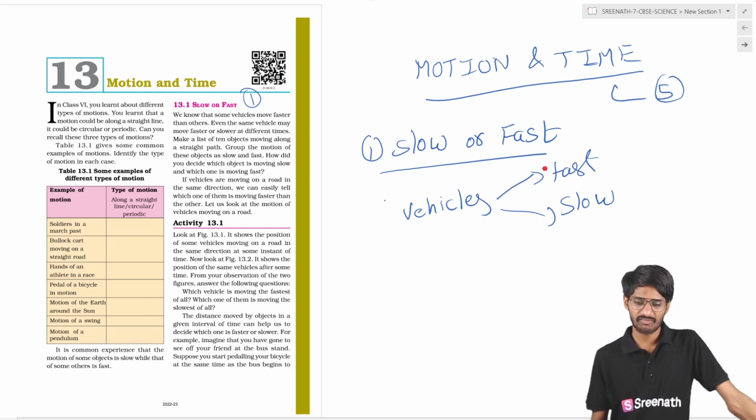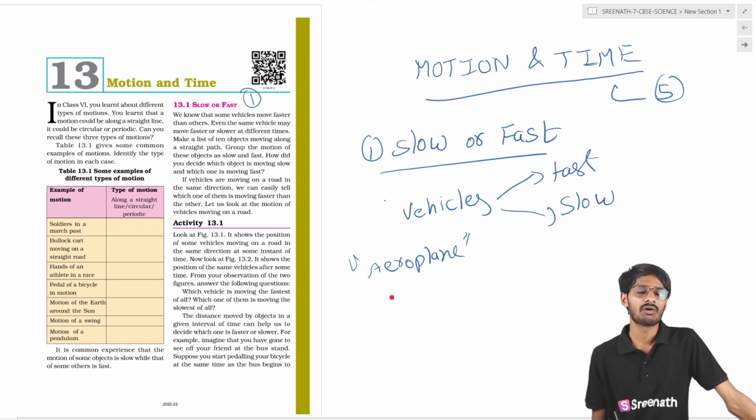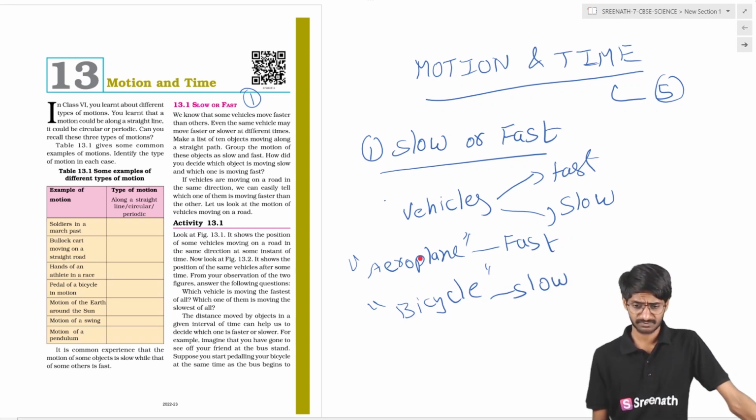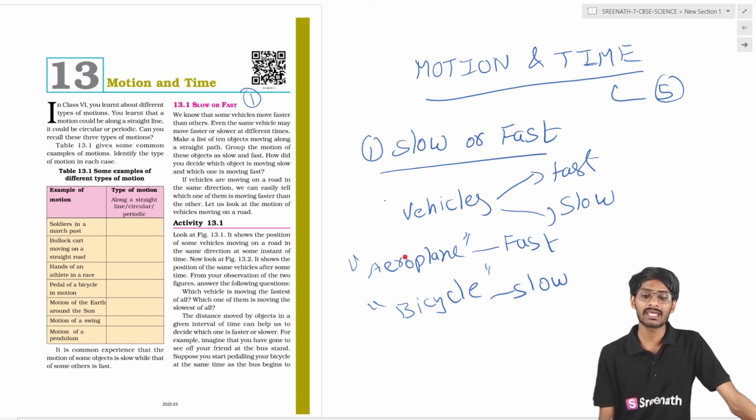What are examples of vehicles moving fast? Like an aeroplane, which moves very fast. What is a vehicle which moves very slow? That is a bicycle, which goes very slow. This is the fast and this is the slow. Normally, comparing aeroplane and bicycle, the aeroplane is faster, students. Comparing aeroplane and train, the aeroplane is faster. Comparing the train and the bicycle, the train is faster.